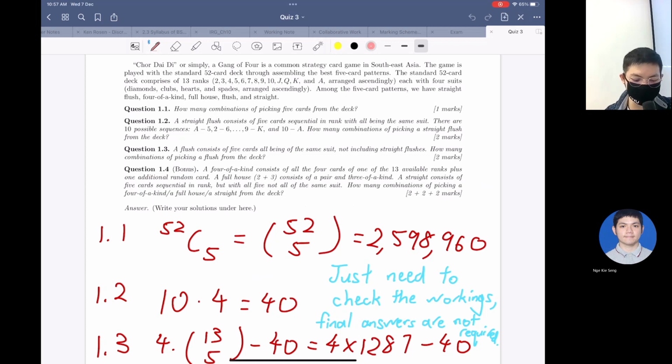So there's only 10 possible sequences, and there's only 4 kinds of suit. So it's 4 times 10. I don't care how you get the 10 sequences, but there's only one way to get it. So there's only 10 ways, and for each sequence you have one kind of color, one kind of suit. So it's 4 times 10.